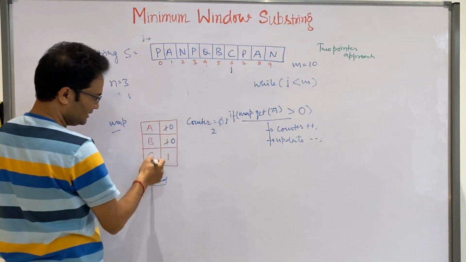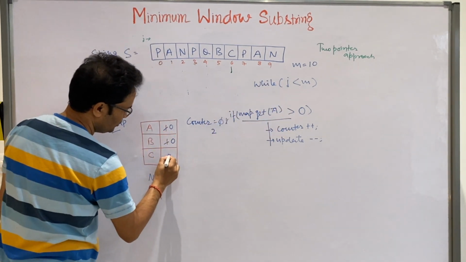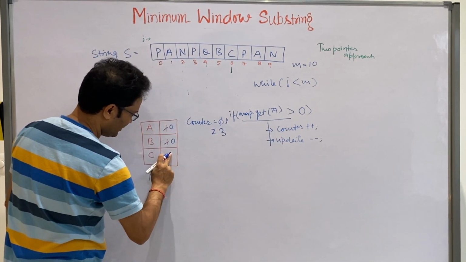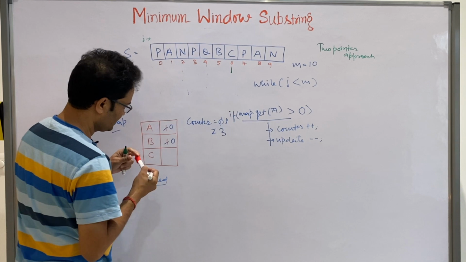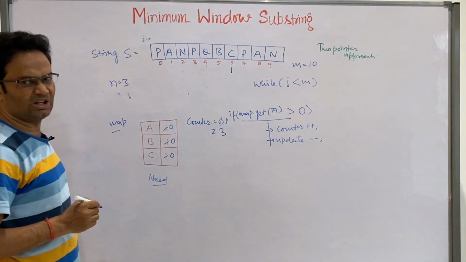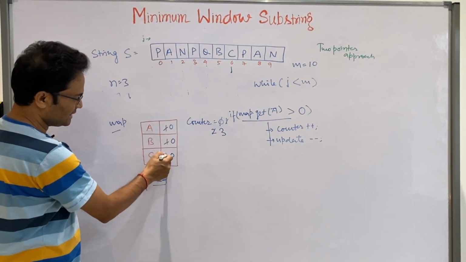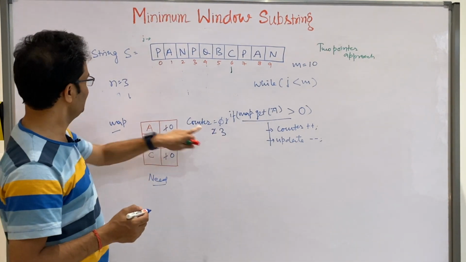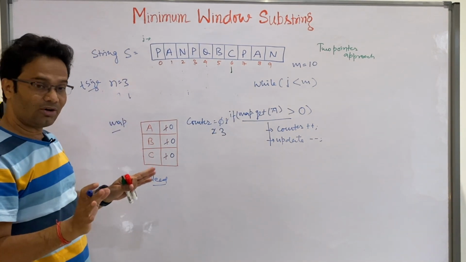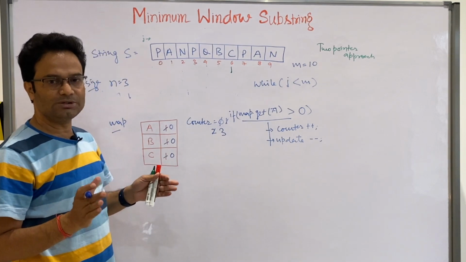Is this C present here? Yes. C is present. This value is greater than 0? Yes. So increment the counter and update the map. It was the 1, and now 0. So now you can see that counter 3 means what are the needs were there, everything we got it, and the counter 3 means the size of T, N, was the 3. So we got all the characters in the string. So the moment you got the characters means your job is half done.